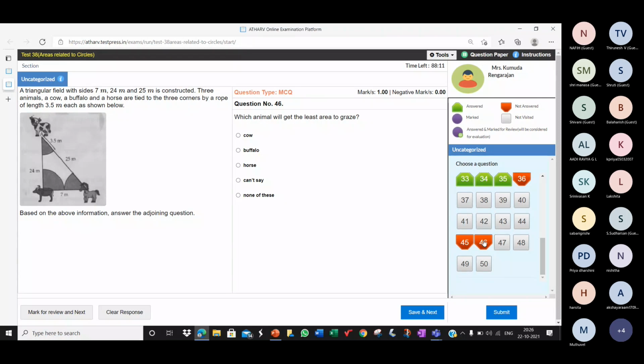Just by looking at the sectors, you cannot say that this sector looks very small, so I think so and so will get less area to graze. It's not like that. You must justify. Please take some time. If you want, read the information again. Answer correctly.